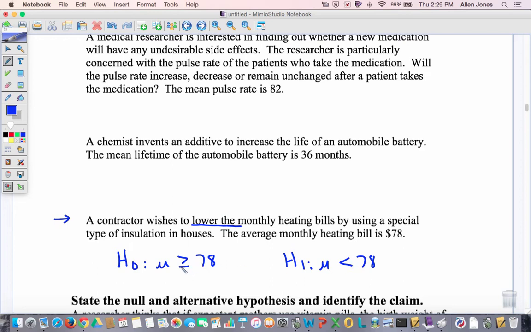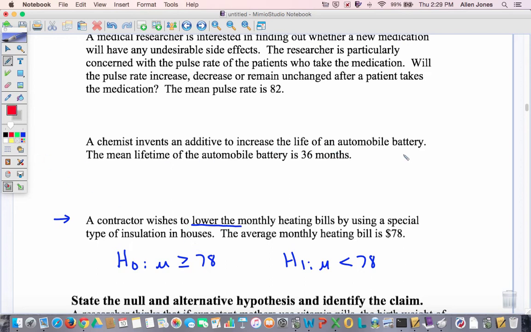We're going to test whether or not they are less than $78, and our null says there's no difference, they're going to stay the same or be greater than. We'll write these 2 as opposite statements, even though our textbook is always going to put an equal to sign here. I think it just makes more sense to have these as opposites so we can see the correlation or relationship between the 2 of those.